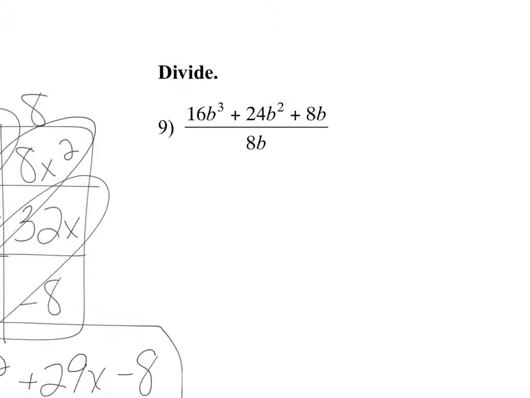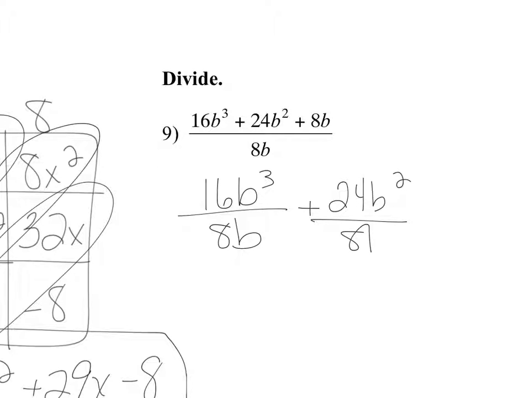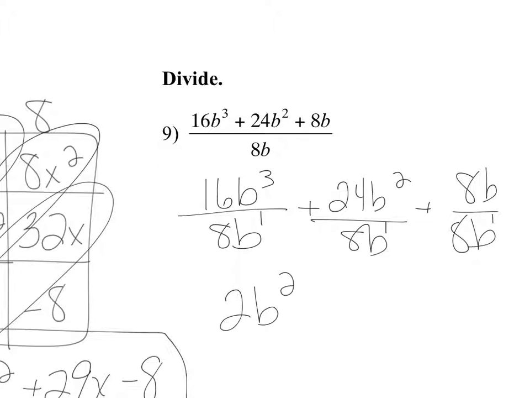Okay, and then finally 9, you're simply dividing, so you can do your loops if that's what you want to do. I'm just going to write it out just for clarity. It's a little messy for a video. So 16b cubed over 8b plus 24b squared over 8b plus 8b over 8b. So divide the numbers. Remember, there's a 1 on that, and subtract your exponents. And remember, 8b divided by 8b is 1.